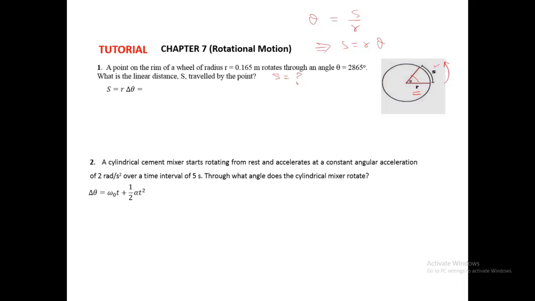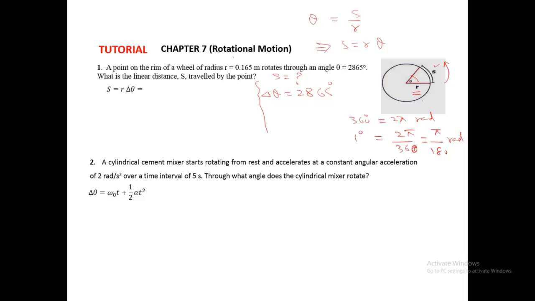Now you see delta theta is equal to 2865 degree. We know that 360 degree is equal to 2 pi radian. So the SI unit of theta is radian. So 1 degree will be equal to 2 pi by 360 radian, or pi by 180 radian.